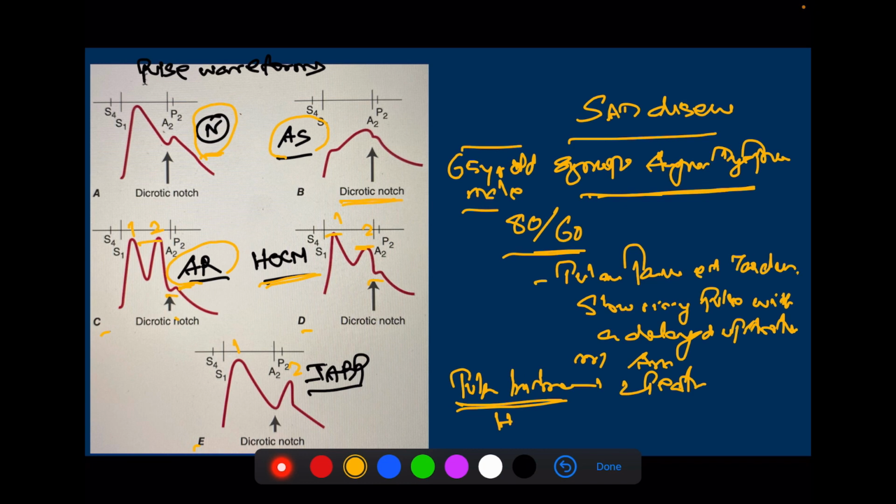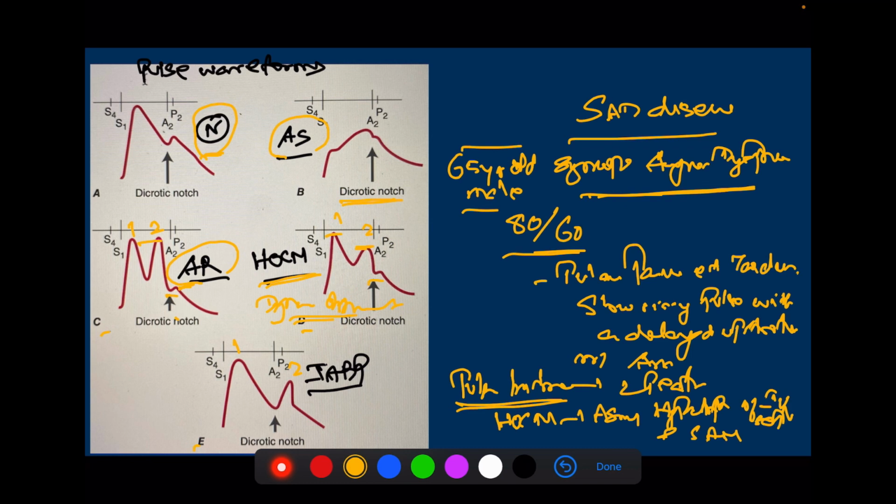So you know that in HOCM there will be asymmetric hypertrophy of the interventricular septum and SAM, systolic anterior motion of the mitral leaflet. Both these conditions cause a dynamic obstruction of the left ventricular outflow. So this leads to this type of pulse waveform. This is a variant of pulsus bisferiens where the amplitude of one waveform is high and the other waveform is low.